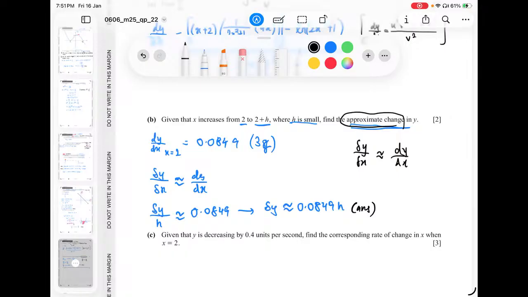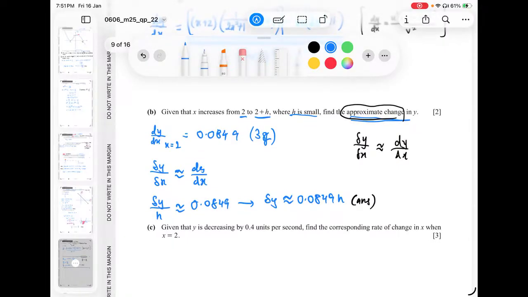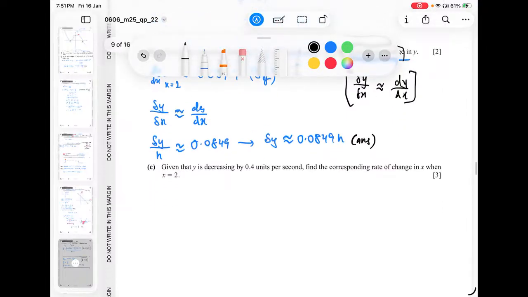So hope you understood part B. You just need a little more practice if you're not getting this approximate change concept. Do check out our differentiation lesson which we did previously, if you're still struggling to understand this concept of approximate change and how do we apply it to questions. So now let's move on to part C.